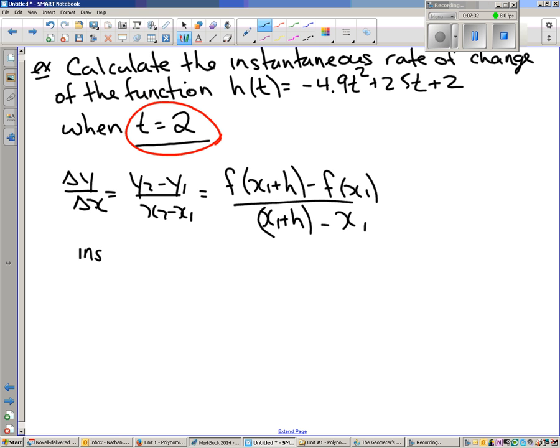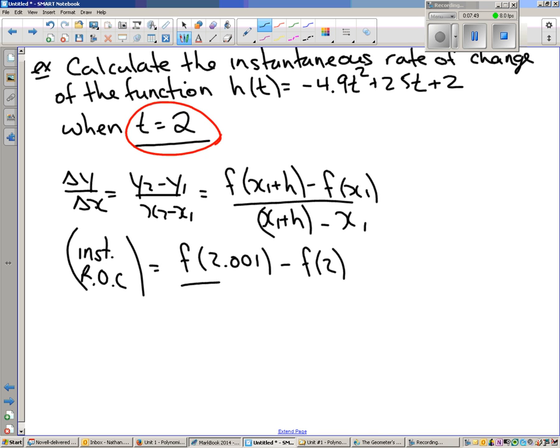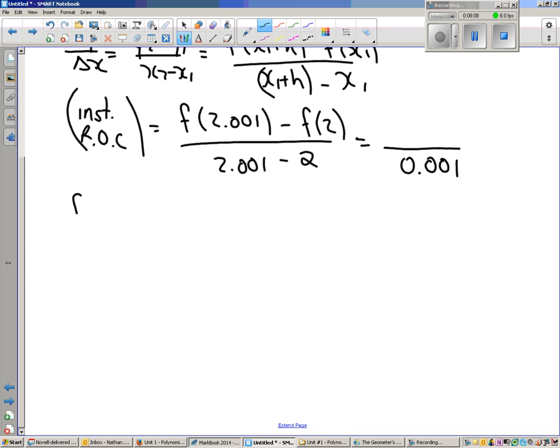Our instantaneous rate of change, I get tired of writing instantaneous rate of change out, so we need to evaluate that function at 2.001 minus when we evaluate it at 2, and then we have 2.001 minus 2 in the denominator. The denominator is very easy to work out: we're dividing something by 0.001. Now we have to work out the value for f of 2.001 and the value for f of 2, so we take those two t values and plug them into our equation.